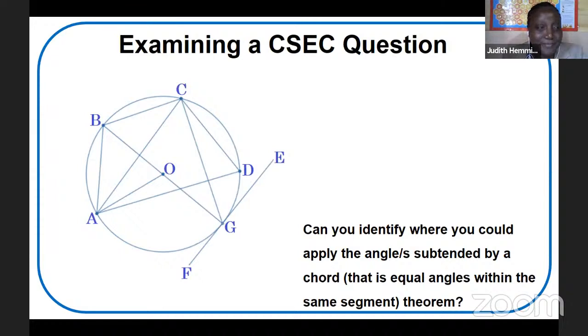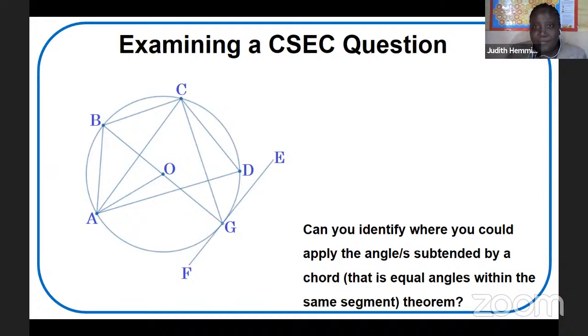All right, here it is. When you go to CXC, remember, you're not going to be getting isolated angles, meaning as you look at it, you can see the property. You're going to be getting perhaps one diagram that has a number of properties, and you have to be able to zoom in on the ones you're looking for.